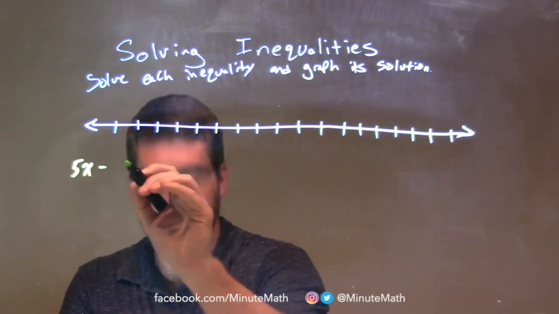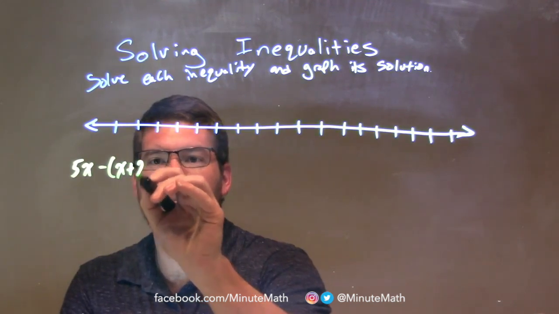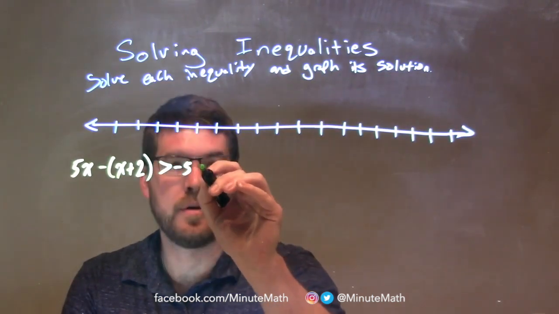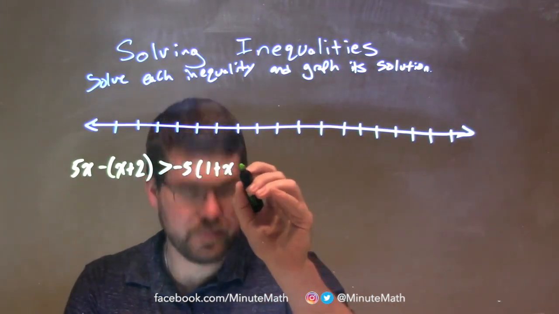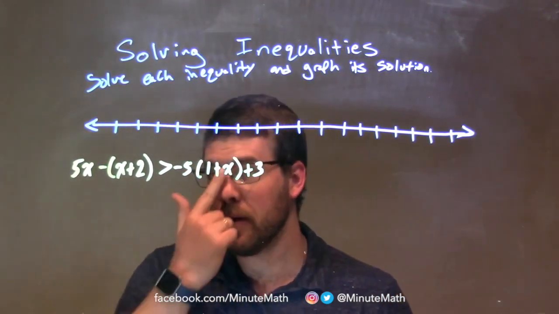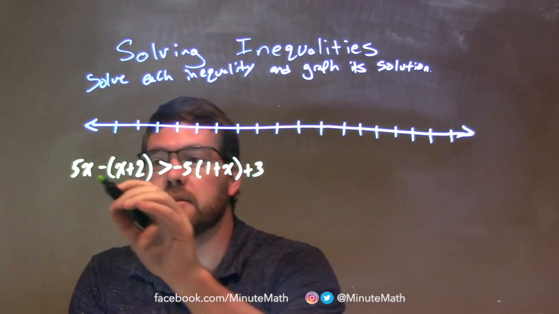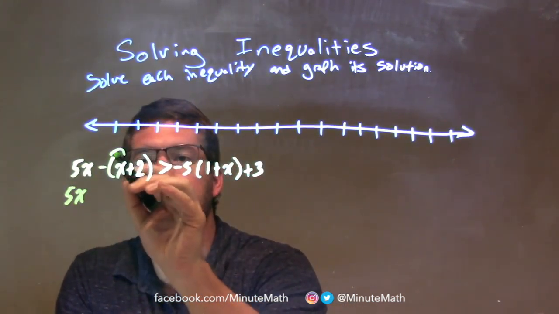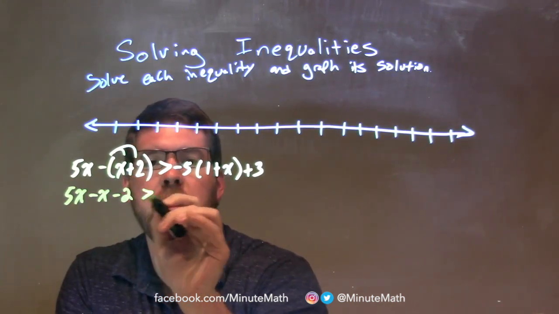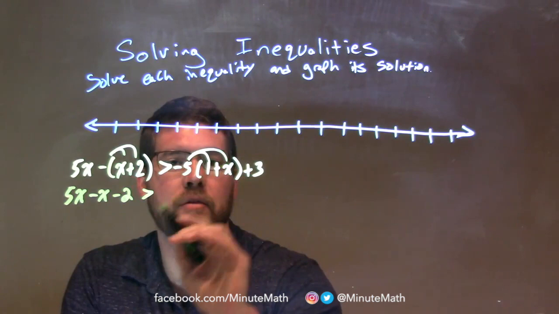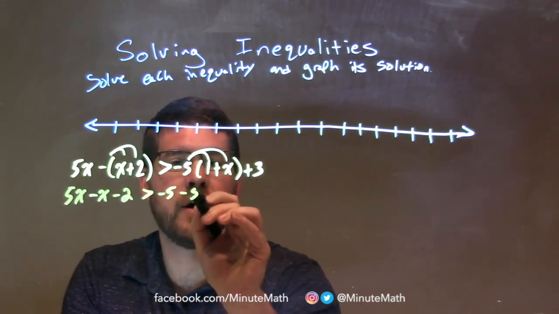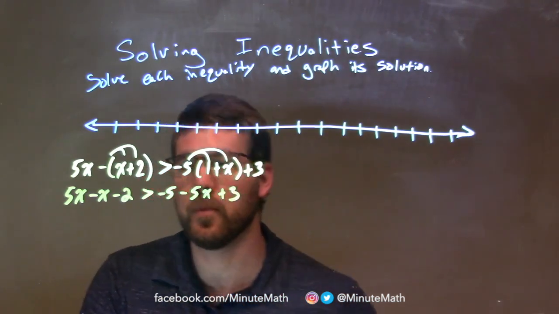5x minus (x plus 2) is greater than negative 5 times (1 plus x), plus 3. Okay? Well, what I want to do now is distribute some things first. So I have my 5x here, but I'm going to distribute that minus sign across. So we have minus x here, and then minus 2. That's greater than, and I'll distribute this negative 5 across. Negative 5 times 1 is a negative 5, and then negative 5 times x is a negative 5x. And then we have just a plus 3 left over.